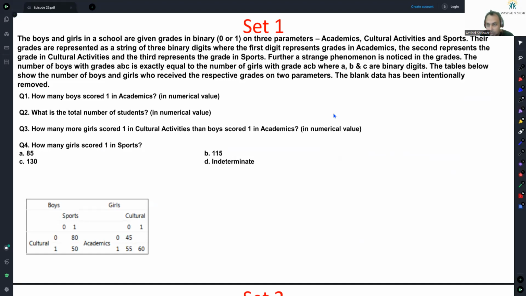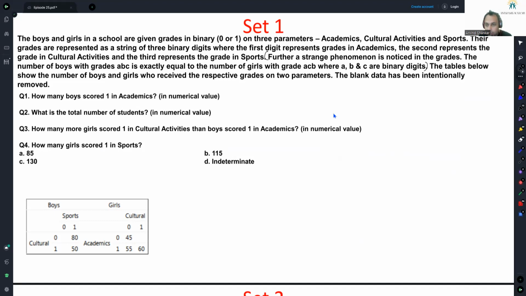Further, a strange phenomenon is noticed in the grades. The number of boys with the grades ABC is exactly equal to the number of girls with the grade ACB, where A, B, C are binary digits. This is the most interesting part of this question, or something that opens it up and makes it possible for us to understand and solve it.